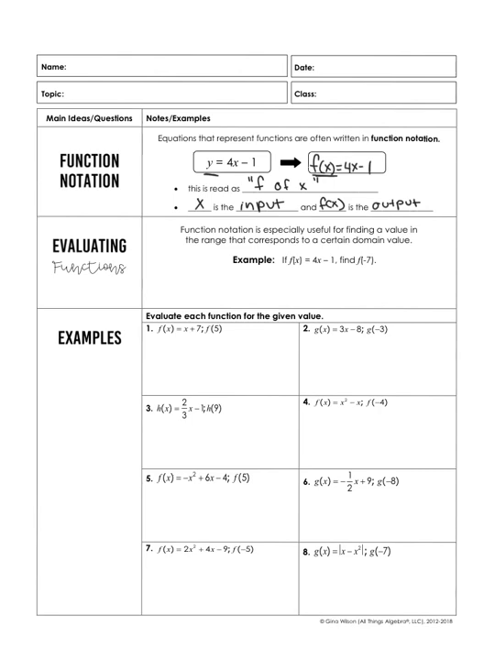One of them is that it's especially useful for finding a value in the range that corresponds to a certain domain value. So this is when we are evaluating functions. The example that they give us here is, if f of x is equal to 4x minus 1, find f of negative 7. You'll notice here that they're replacing the x value with the negative 7.